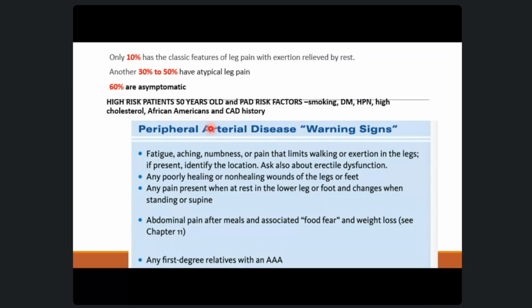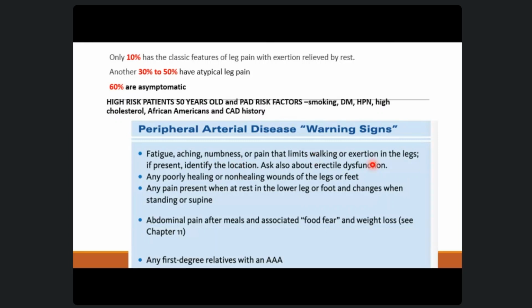So take note, only 10% of that population present with a classic feature, that is leg pain with exertion and relief by rest. 30 to 50% have atypical leg pain, and 60% of those are asymptomatic. So that's why a good history will always lead you to your diagnosis. Okay, so these are considered high risk patients: those who are 50 years old and with PAD risk factors such as smoking history, diabetic, hypertensive, dyslipidemic, with an African American descent, and coronary artery disease history.